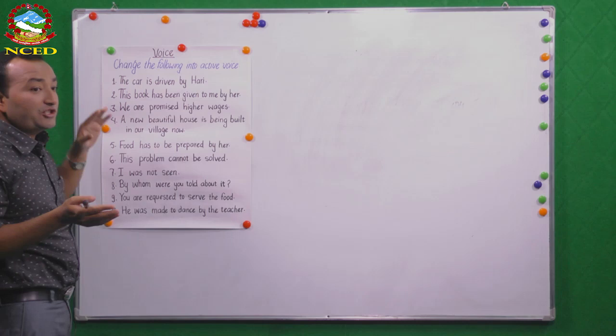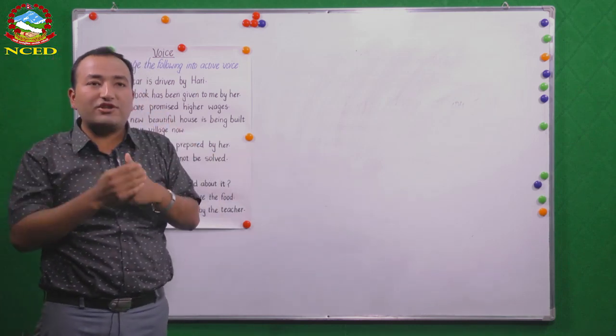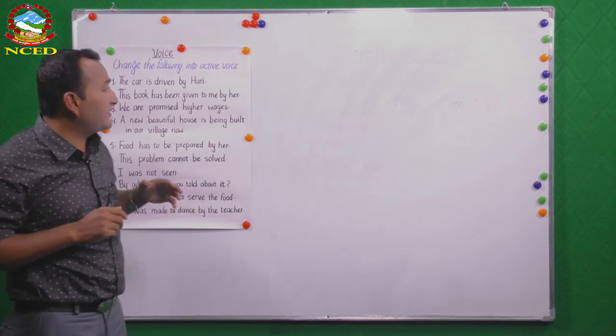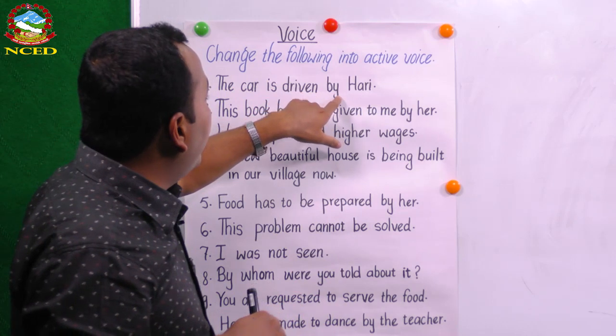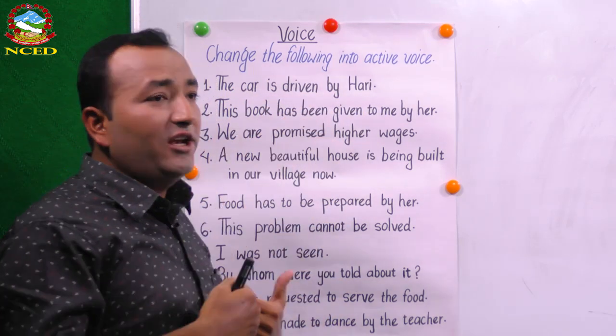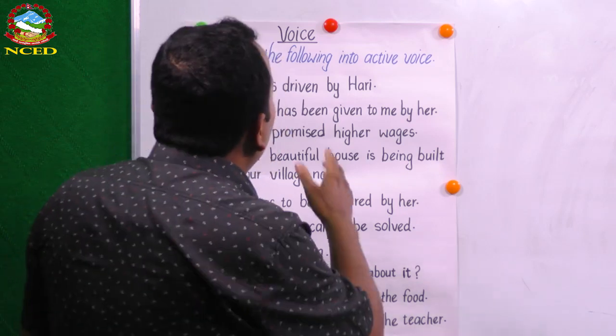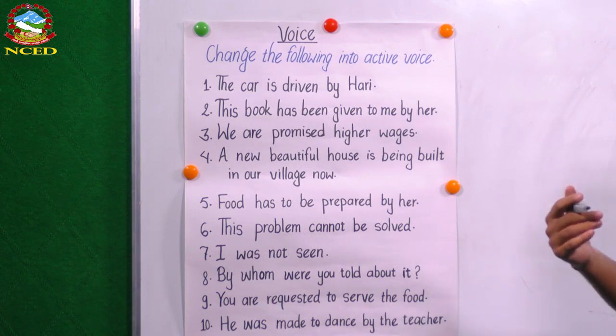Now this time we are just doing the reverse. We are not doing anything new. We are just going to follow the same rules we discussed last time. See, the car is driven by Hari. If there is be verb plus verb 3, we certainly know this is passive voice. Now here, we just do it opposite.